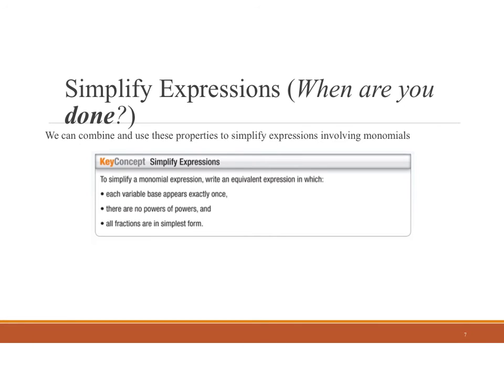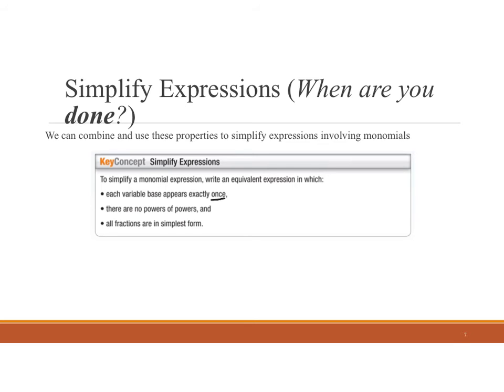Now, with all of these different variations, how do you know when you're done with the problem, and how do you know if there's not still something else you have to do? Okay, here are your tips and tricks. I'd advise you write this down. First one is every variable appears exactly once.